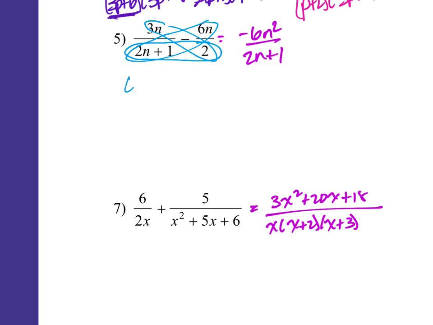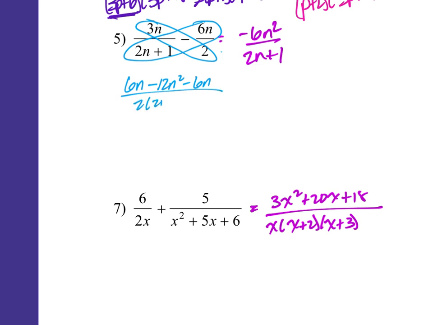So I did 6n, right? So I multiplied this way. Let me erase all this and I'll show you one step. I multiplied these ones first, and now I'm going to multiply this one. Negative 6n times 2n is negative 12n squared. And then 1 times negative 6n is negative 6n, all divided by 2 times 2n plus 1. That gives me negative 12n squared divided by 2 times 2n plus 1. And then the 2 goes into the 12 6 times, and then I get that.